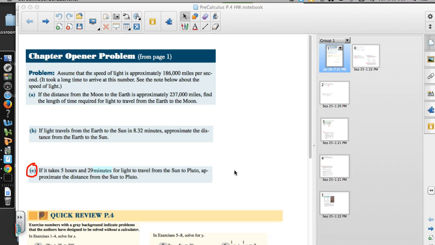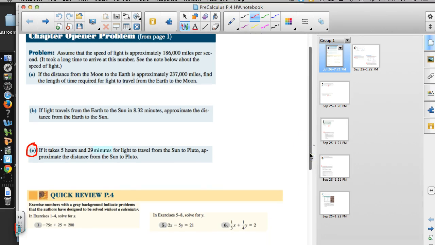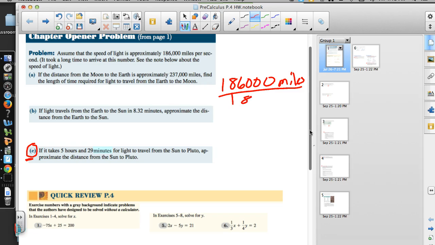And the first one that somebody had asked about was using this information about the speed of light. It says, if it takes 5 hours and 29 minutes for light to travel from the sun to Pluto, approximate the distance from the sun to Pluto. And what we have to work with is that we know this information, and that is that the speed of light is approximately 186,000 miles per second. So I'm looking at this information and right away I see an issue.